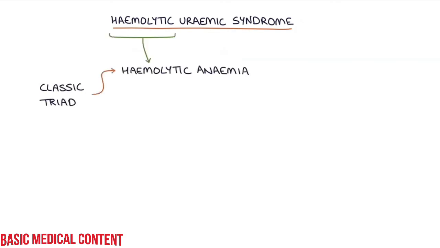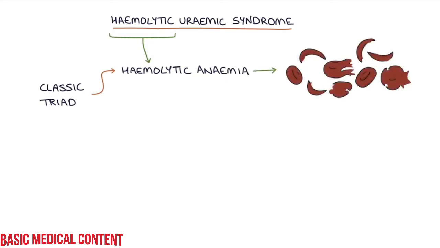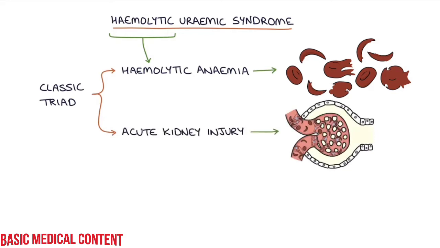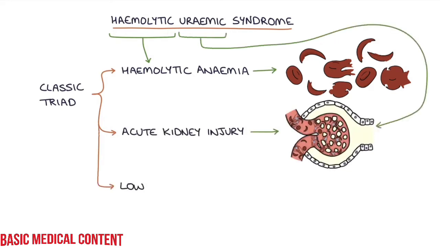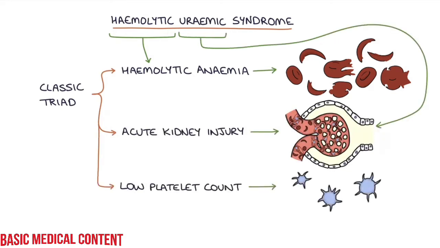And it leads to a classic triad of hemolytic anemia. So this is anemia caused by the breakdown of red blood cells, acute kidney injury, and a low platelet count, which is described as thrombocytopenia.